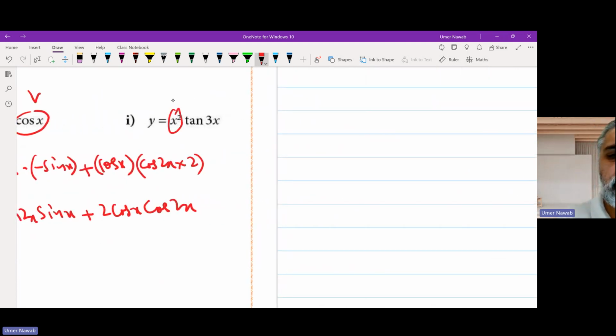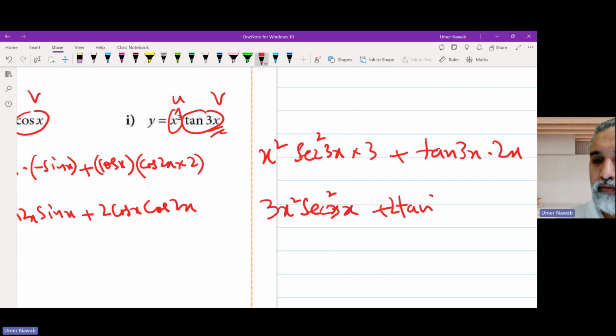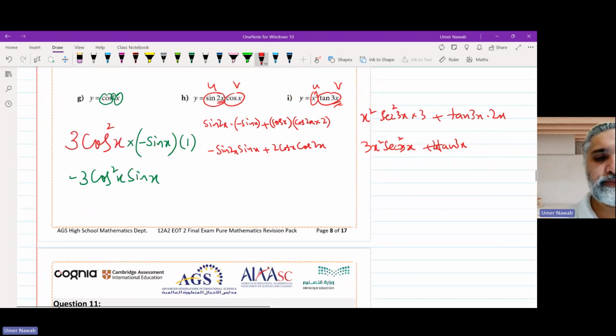Now in this case, this is u and this is v. I leave x squared, and the derivative of tan is secant square 3x, and the further derivative of 3x is 3. Done. Then leave tan 3x. The derivative of x squared is 2x. Can I write it in a beautiful form? 3x squared secant square of 3x plus 2x tan of 3x. That's all.